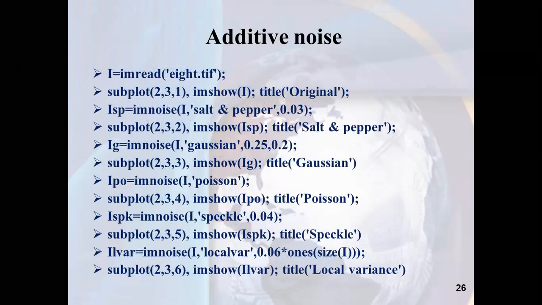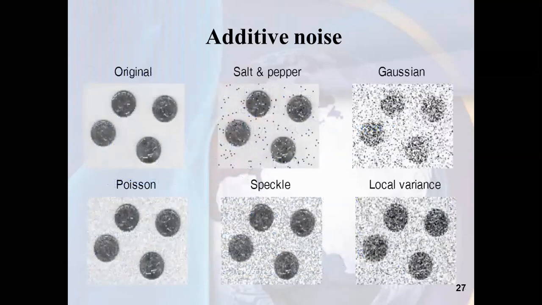So we take the image and apply to each copy a specific noise in order to study the effects of applying that noise. We apply first salt and pepper with density 3%. We apply Gaussian with mean 0.25 and sigma 0.2. We apply Poisson noise. We apply speckle with density 0.04, and we apply local variance with this value of variance. So this is the original.